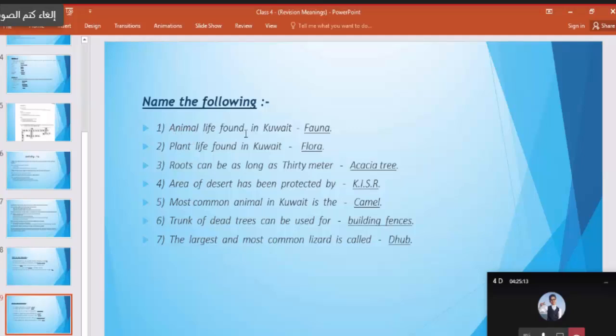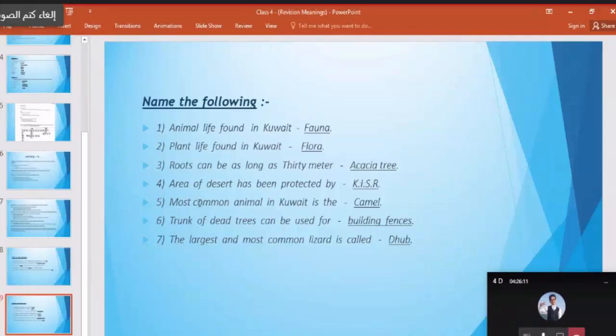I finished also. Animal life found in Kuwait: fauna. Plant life found in Kuwait: flora. This can be as long as 30 meters: Asian tree. Fourth one: area of desert has been protected by KISR. Who can give me the full form now? Kuwait Institute of Scientific Research.